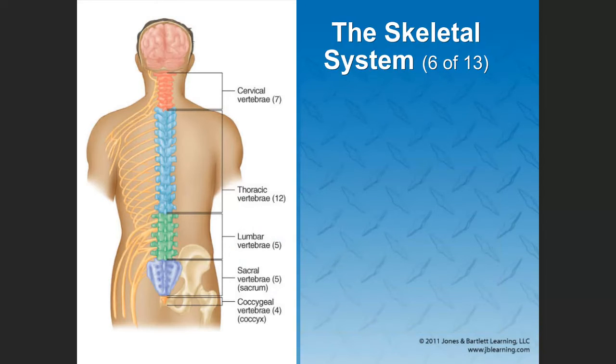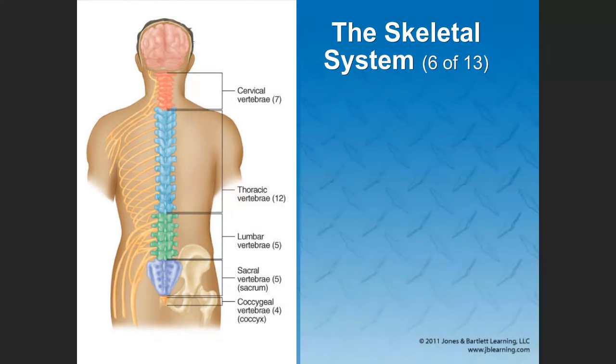Now, the cervical spine has 7 vertebrae. Thoracic has 12. The lumbar has 5. The sacrum, or sacral vertebrae, is 5, so it's 5 bones fused together. And there are 4 coccygeal fused together. That's the coccyx. Need to be familiar with the spinal column.